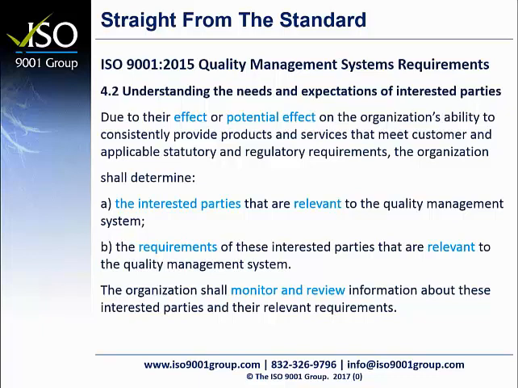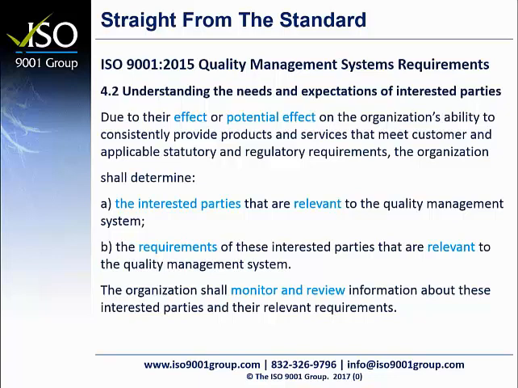So just think about your organization's ability to consistently provide products and services that meet customer and applicable statutory and regulatory requirements, the organization shall determine, and then it tells us A and B. A, the interested parties. So who are the interested parties of your organization that are relevant? Now, this is a key word, relevant to the quality management system.